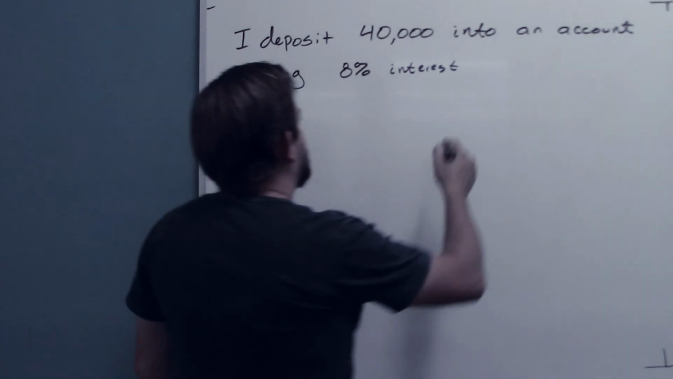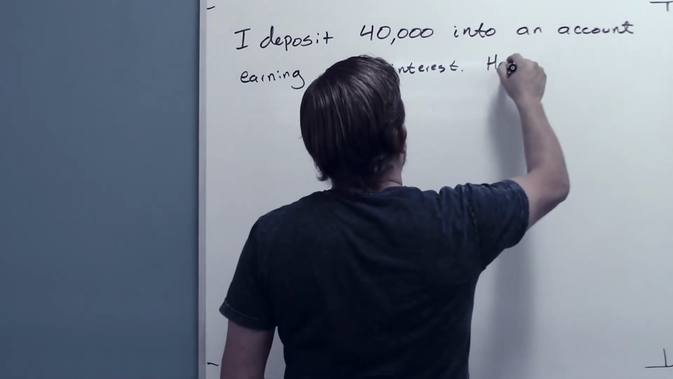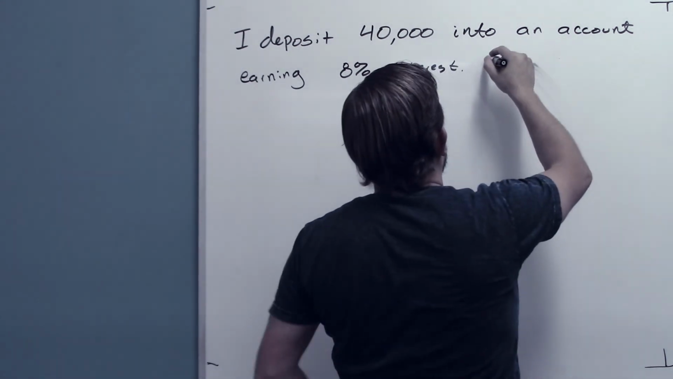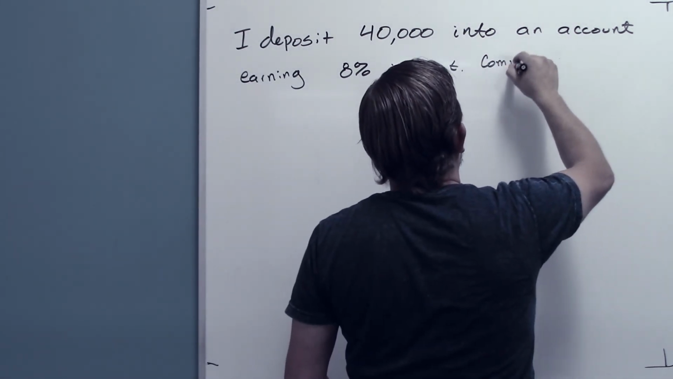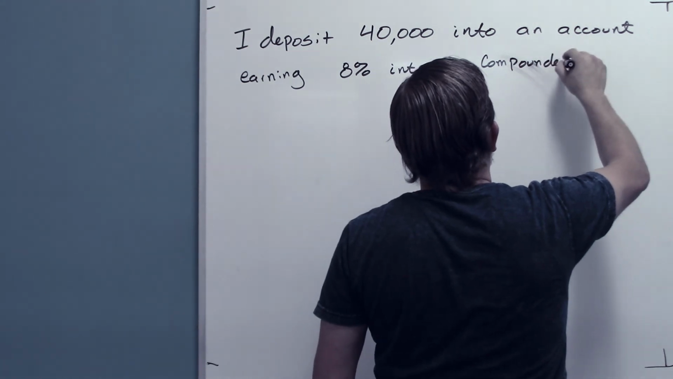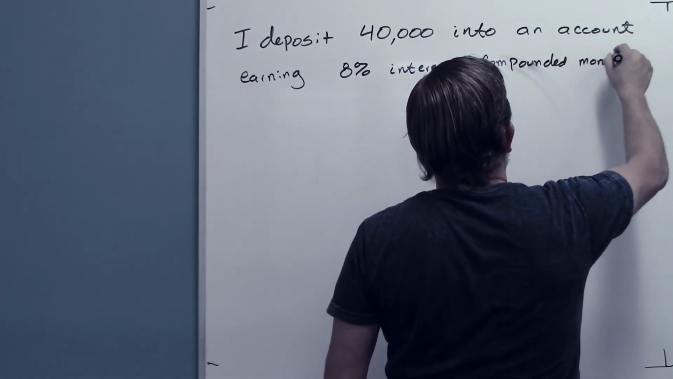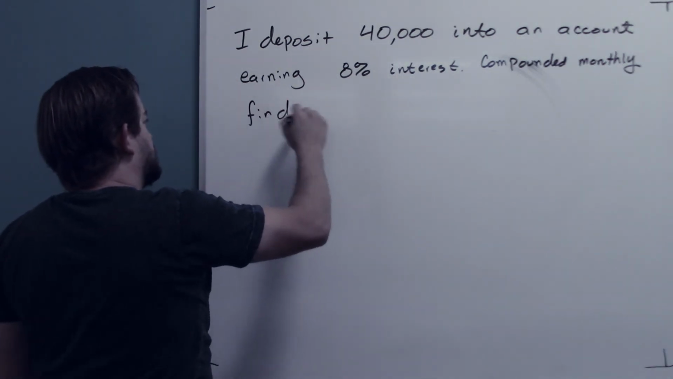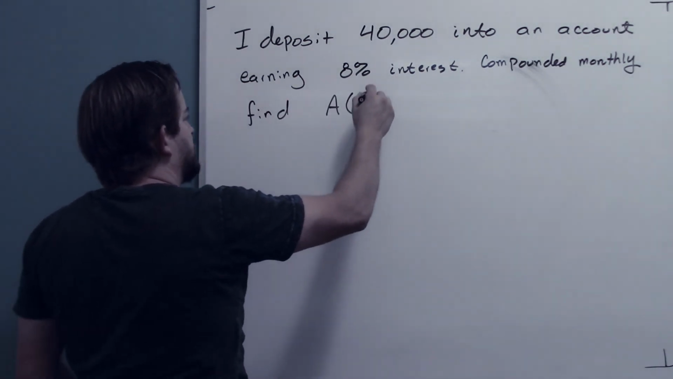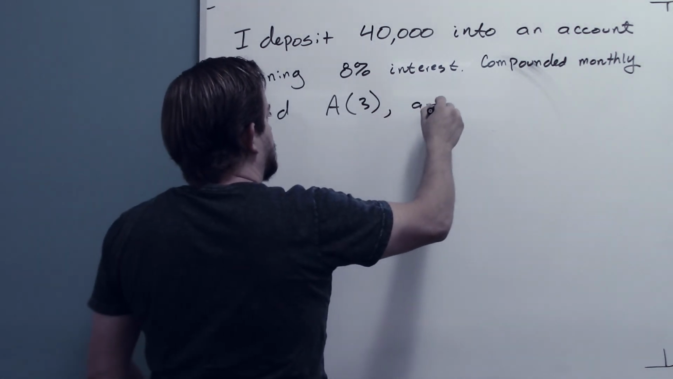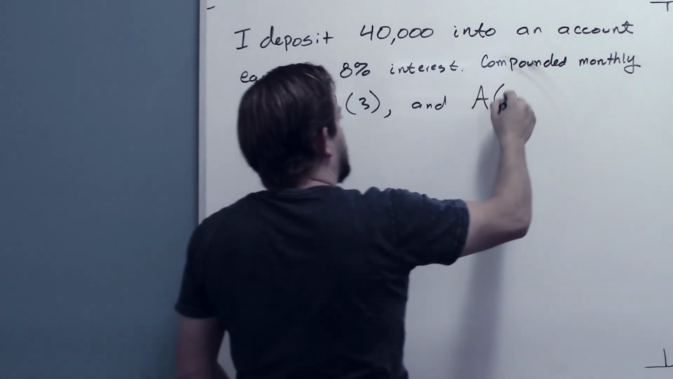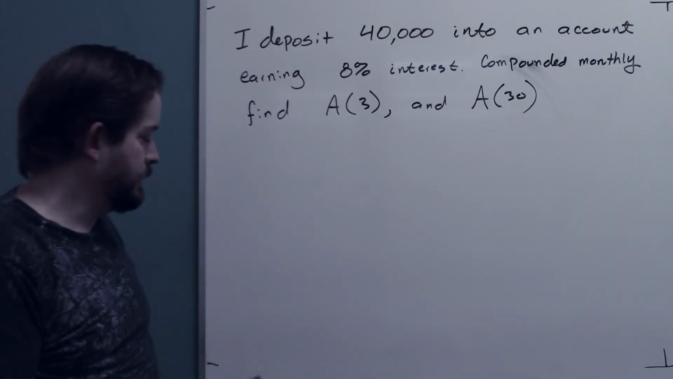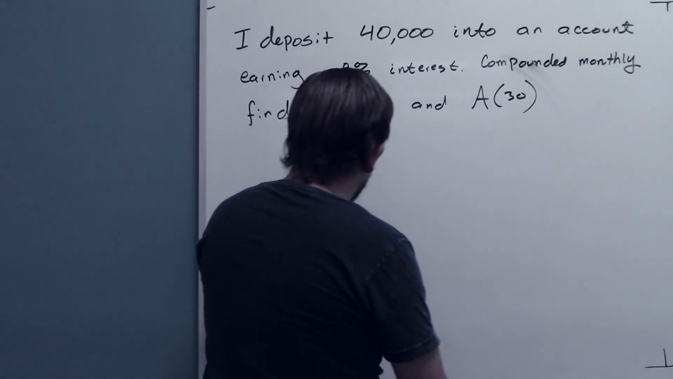8% interest, how much is in the account? Oh, compounded, sorry. Compounded, let's say monthly. And so I want to find, let's say, two things. The amount that's in the account after, let's say, 3 years. And let's find the amount that's in the account if I were able to leave that for 30 years, how much would I have, okay? So let's do the 3 years first.